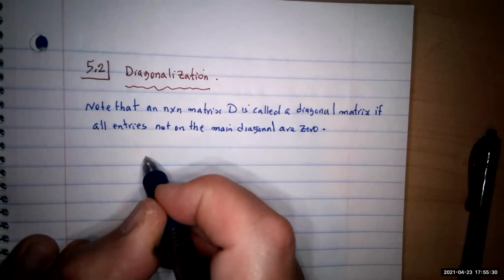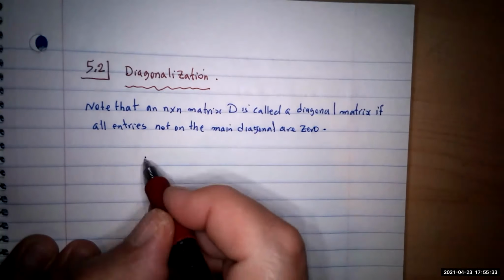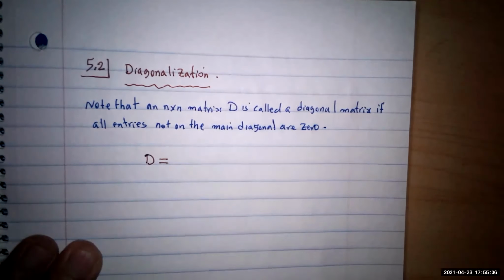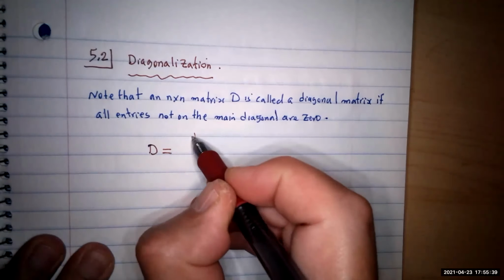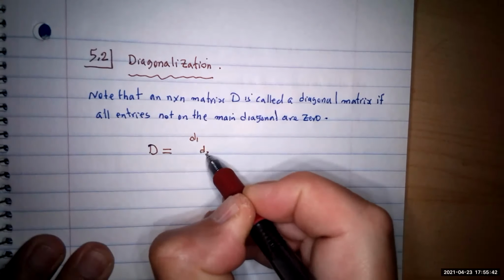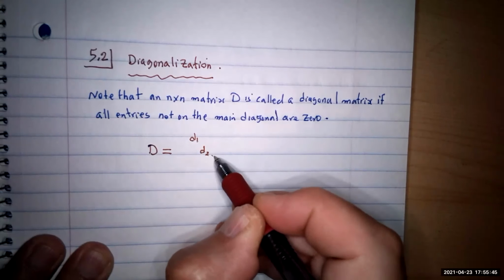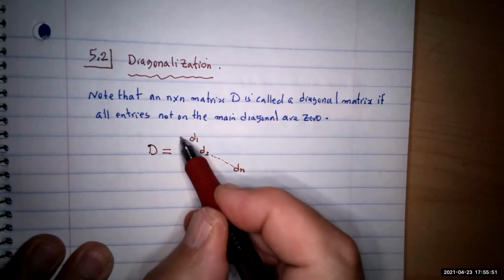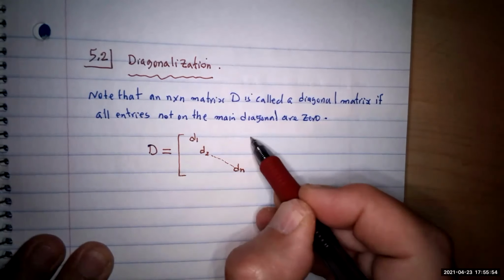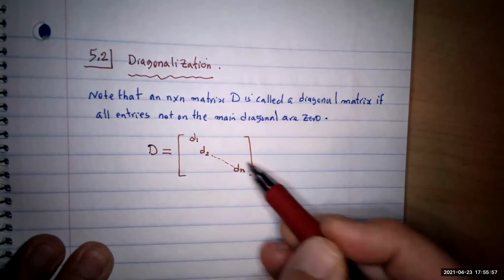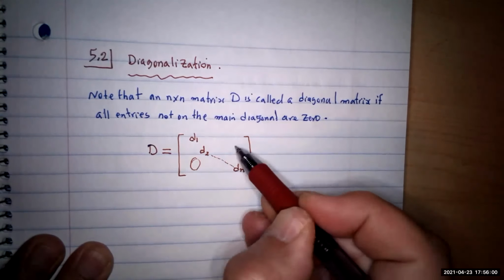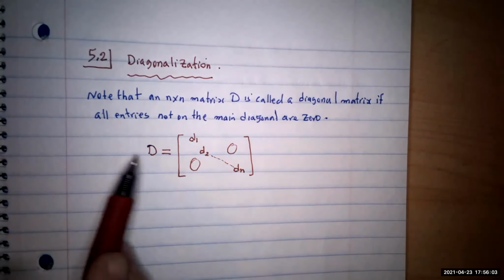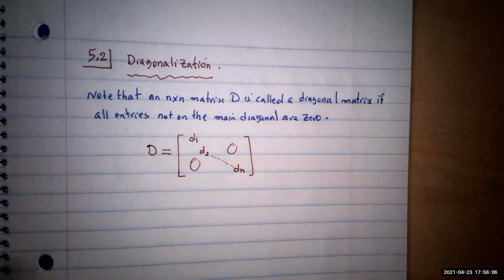So this is going to be the matrix D. We have d1, d2, d3, and so on, up to dn along the diagonal, and everywhere else we get all zeros. Some of these numbers can also be zero, but not all of them. This is called a diagonal matrix.